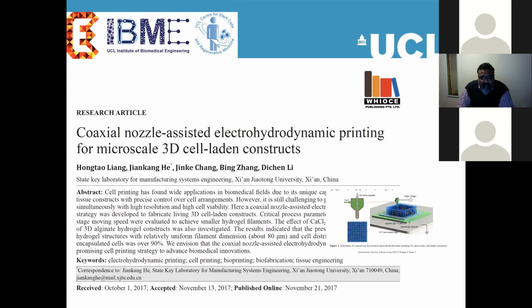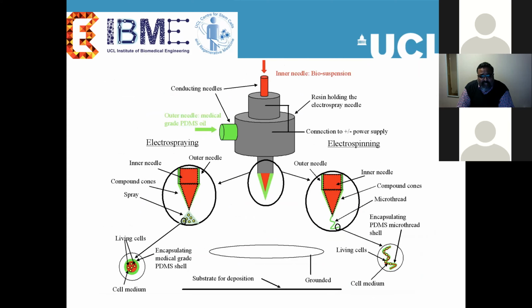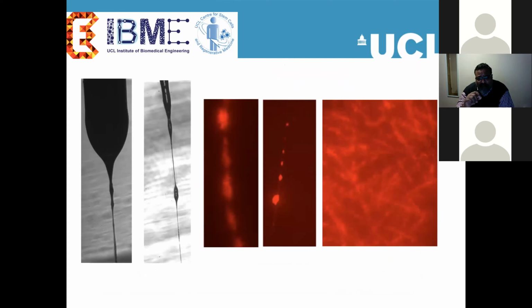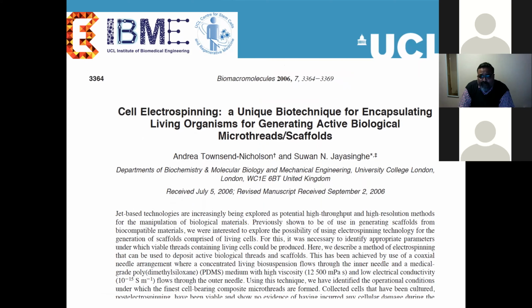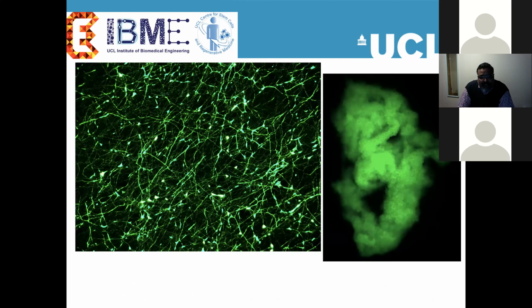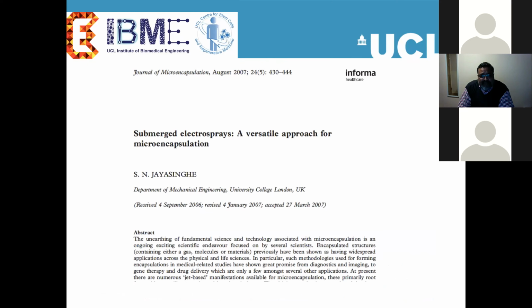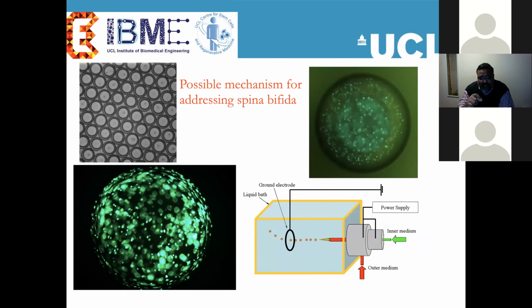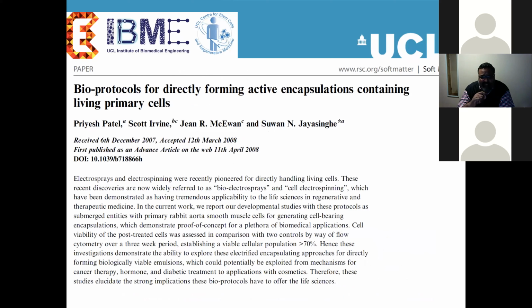You can see other people have taken on our technology and been able to build three-dimensional structures. This is where we took electrospinning and put cells into it, and you can see the fiber with the cells inside. This was a paper in 2006, the first example of it. And these are the sorts of three-dimensional tissues that you can build. We were able to submerge the needle as well, obviously to try to assist with spina bifida.